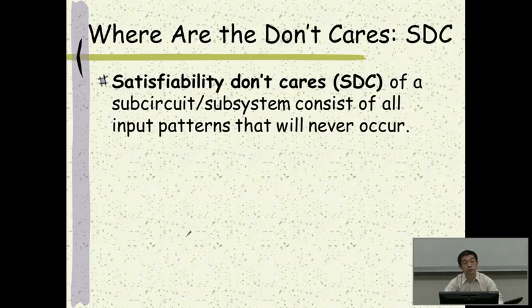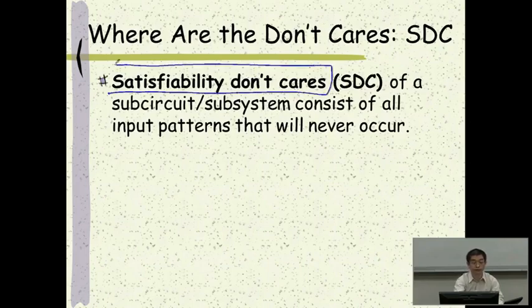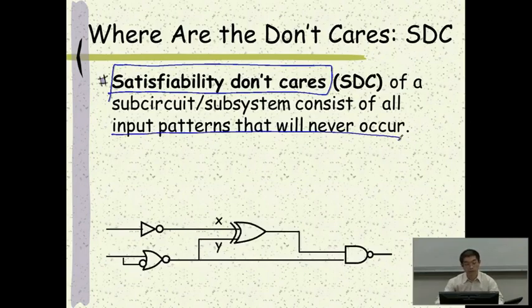So other than the don't cares that are missing from the truth table in the system specification, where else can we find don't cares? Satisfiability don't care is one of the cases. It is a part of the system where the input pattern will never occur. So let's see this small circuit here.